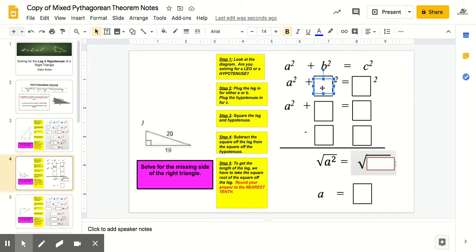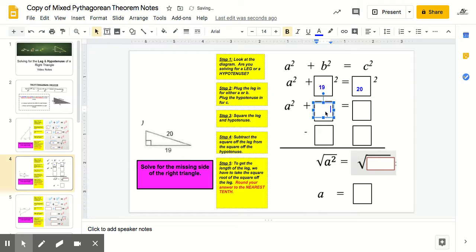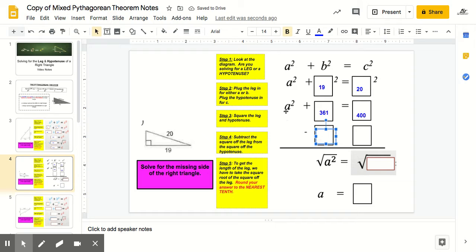Okay, so I'm going to first plug in my leg, which I'm plugging in for B. And then I will be plugging in my hypotenuse, which is 20. Step 3 is to square both the leg and the hypotenuse. So 19 squared is 361, and 20 squared is 400. Now I have a squared plus 361 is equal to 400.